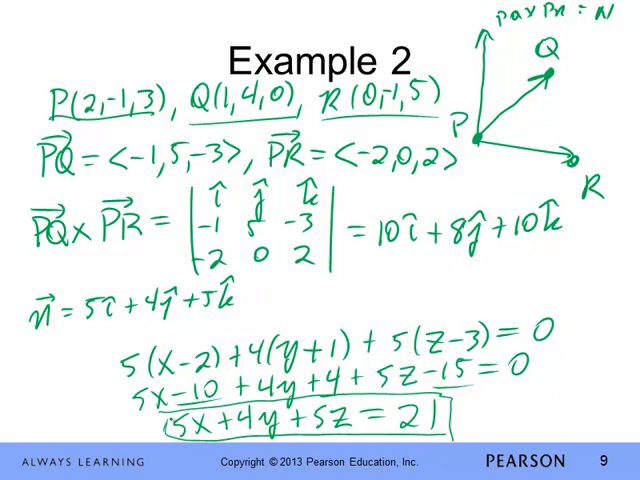Now, if we had 10x plus 8y plus 10z equals 42, we would still have the same equation. So if you have some other equation where you have the same multiple on both sides of the equation, you'd still have the same equation of the plane. Okay? Any questions on how to do this?